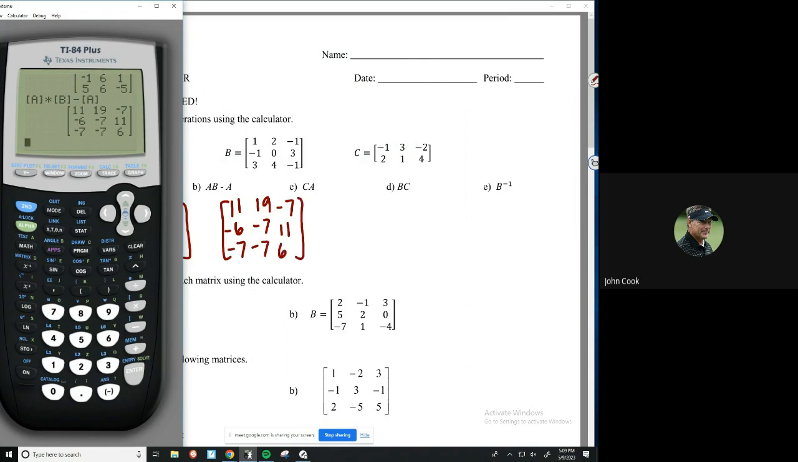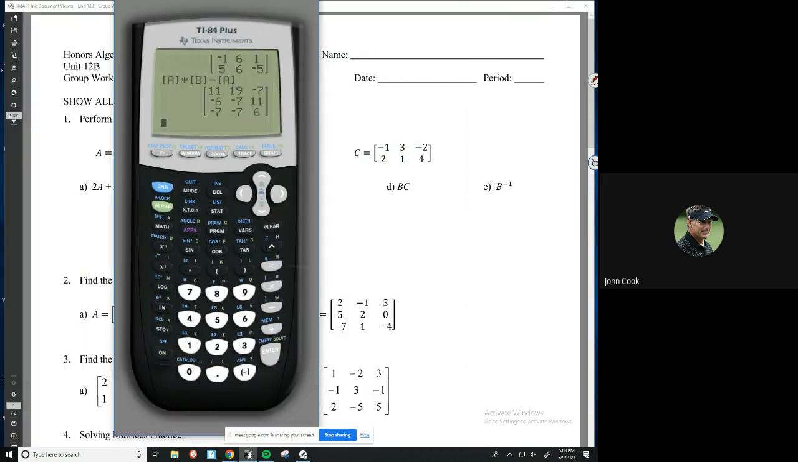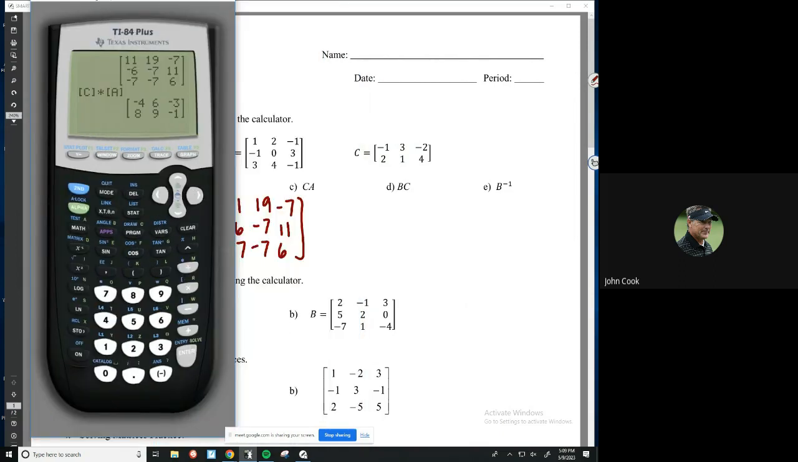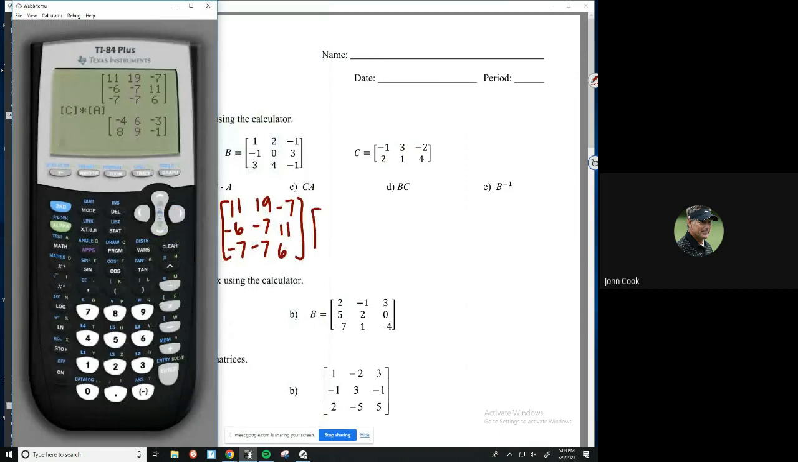All right, C times A. Let's see here. So we do matrix C times matrix A. And enter, and there's our answer for C times A. So we have a 2 by 3 matrix: -4, 6, -3. 8, 9, -1.